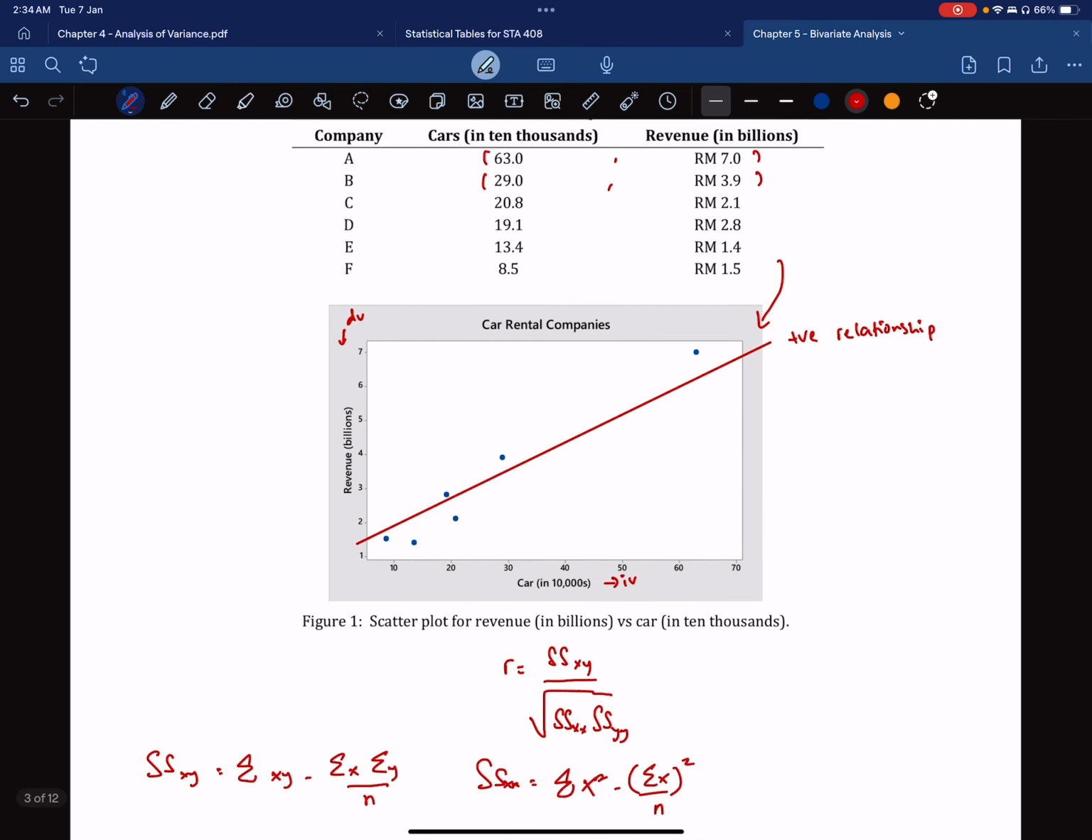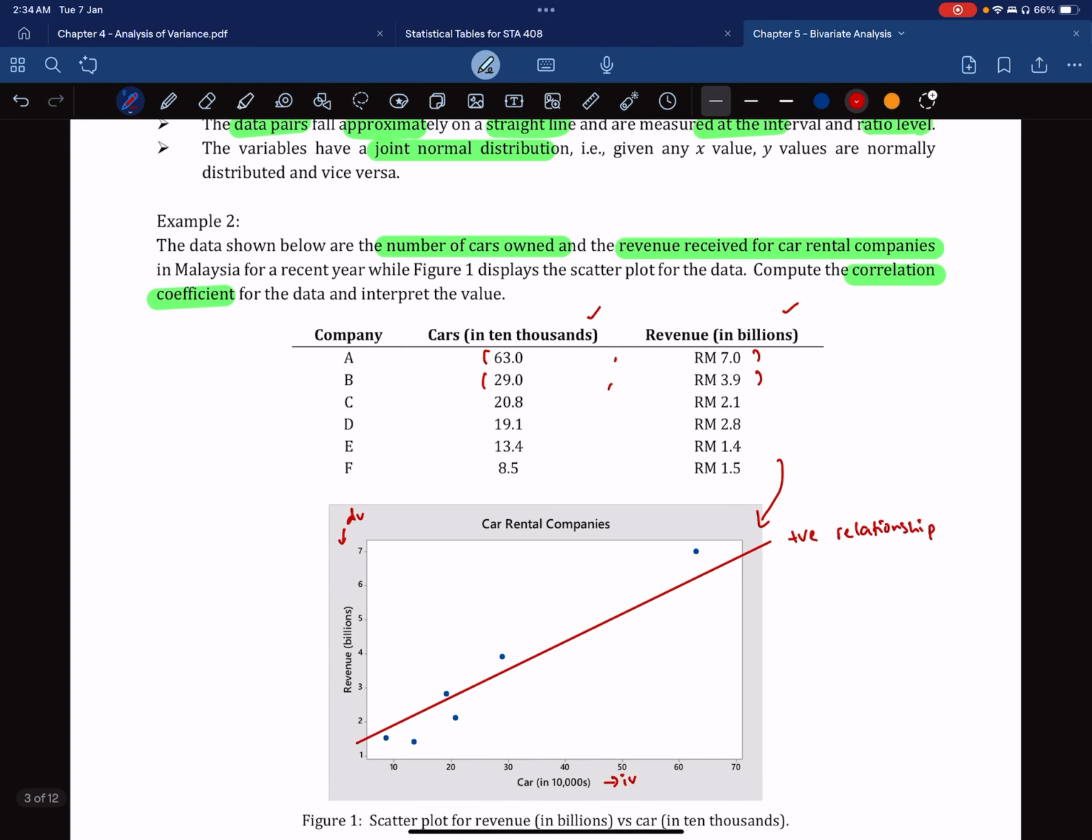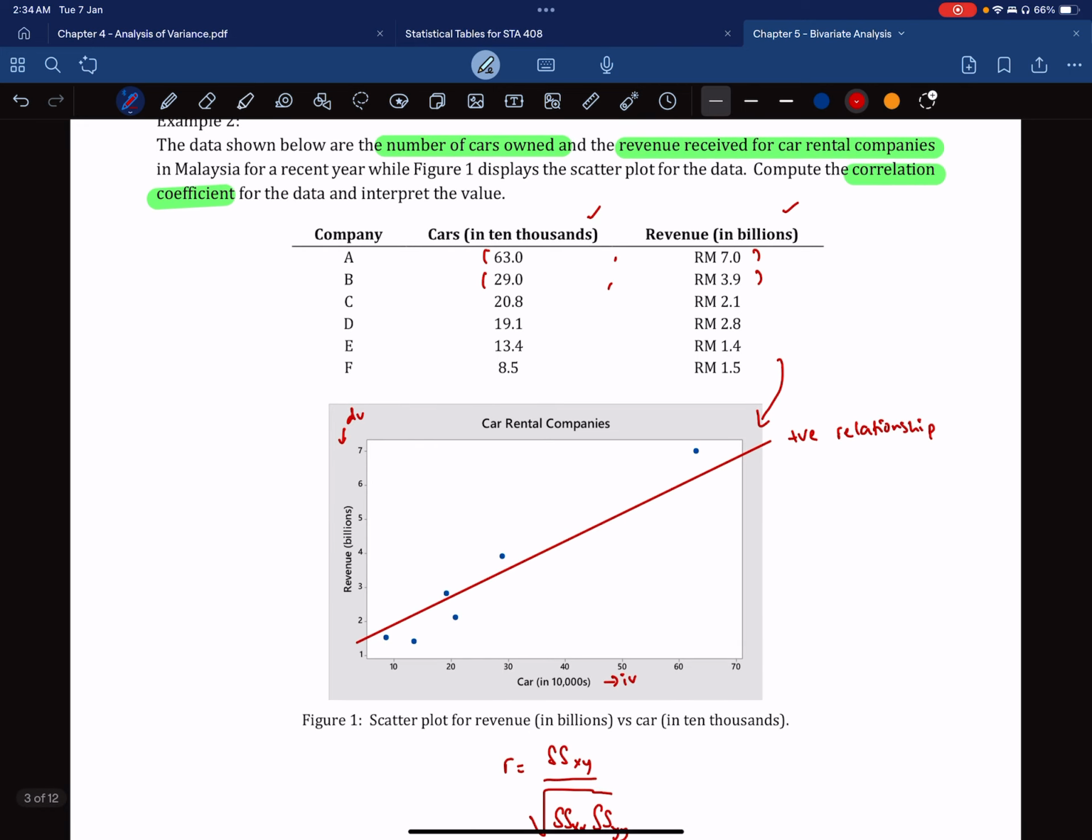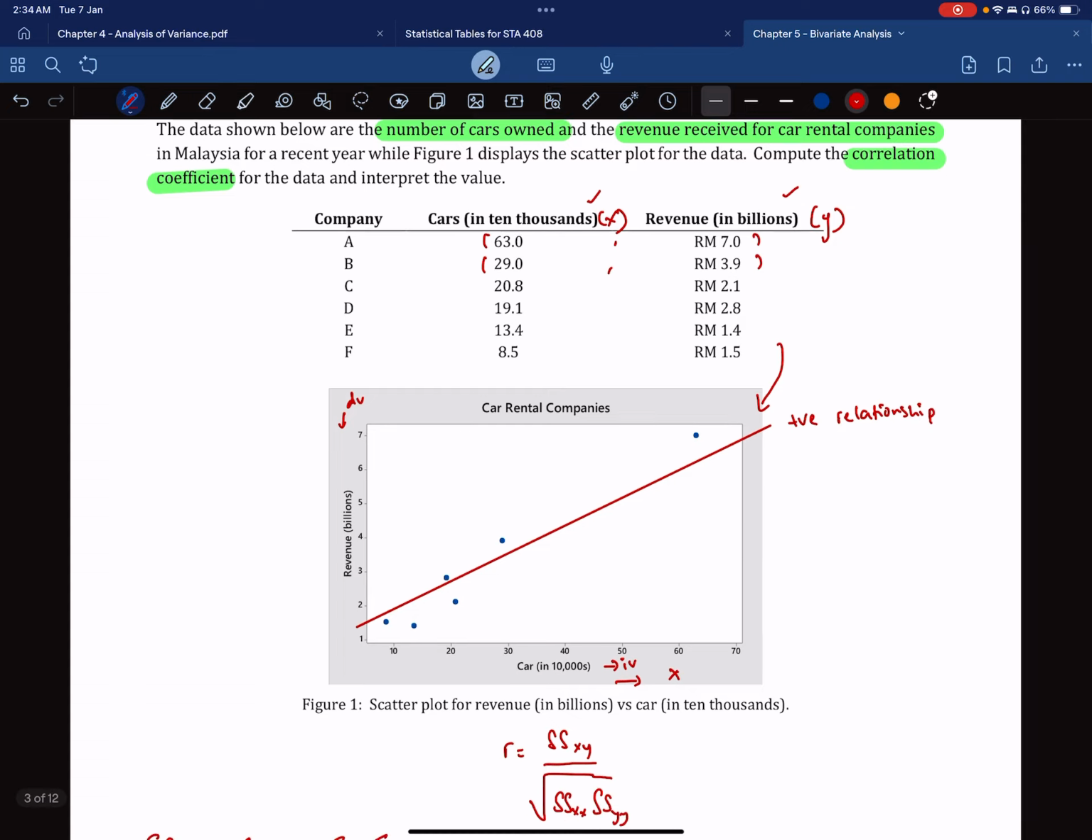So for this particular example, you have to determine which one is your y and which one is your x. Based on the scatter plot diagram here, the variable on your y-axis is your revenue. So this is your y, and your x variable is your number of cars owned.